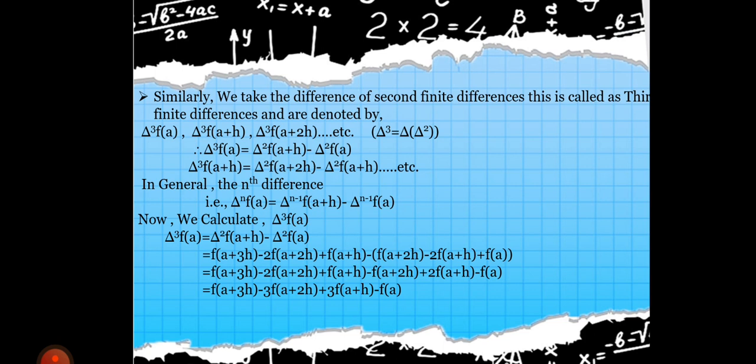Now equal to f of a plus 3h minus 2f of a plus 2h plus f of a plus h minus f of a plus 2h plus 2f of a plus h minus f of a. Here we multiply the minus, we open the bracket, equal to f of a plus 3h minus 3f of a plus 2h plus 3f of a plus h minus f of a.